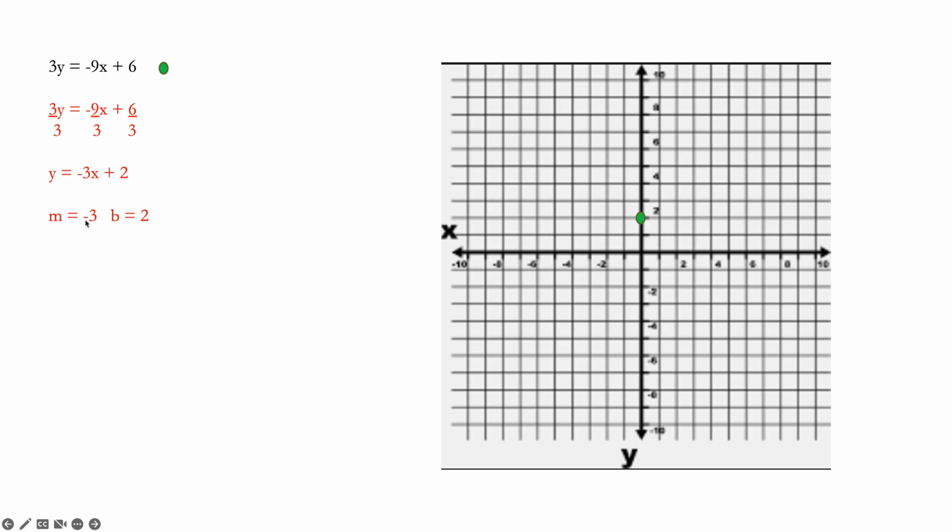We always go left to right. So I'm going to move down 3 over 1, left to right. Look, down 3 over 1. Now I'm going to repeat it, down 3 over 1 again. And just one more time, down 3 over 1. There it is right there. If I wanted to, I could mark the point there. And here are all the coordinates that check in the green equation, 3y equals negative 9x plus 6.